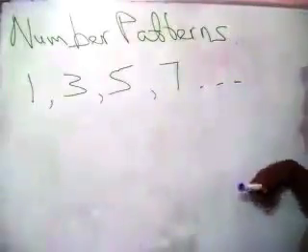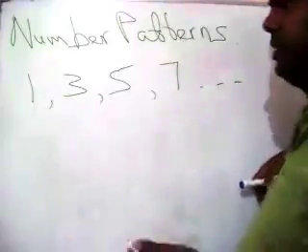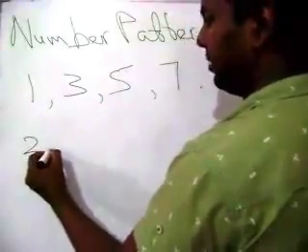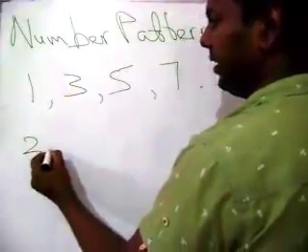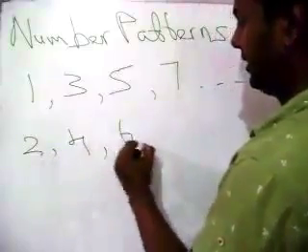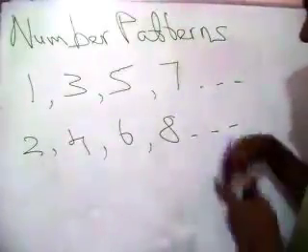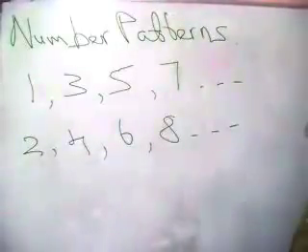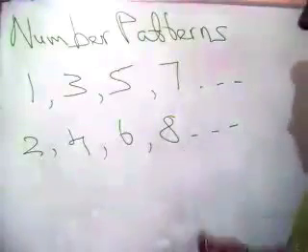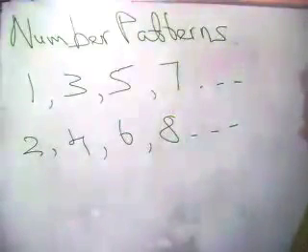This number pattern goes on. Or let's say another number pattern may be even numbers. The first number of the number pattern is 2, then next you have 4, you have 6, you have 8, and so on. So these are the most basic two number patterns. There may be a lot of number patterns based on different mathematical patterns.